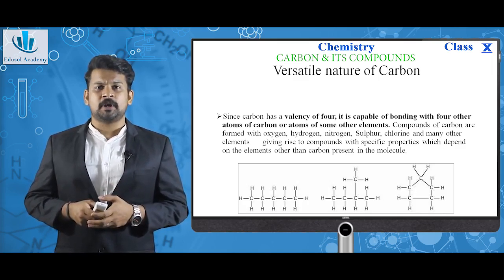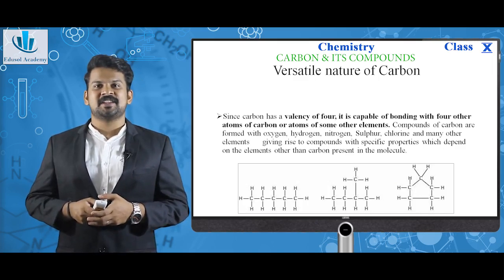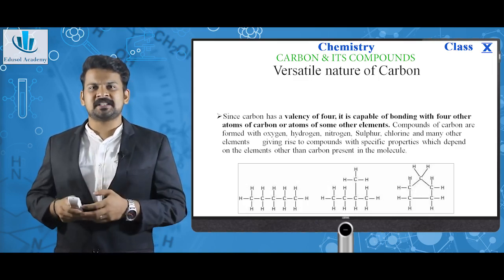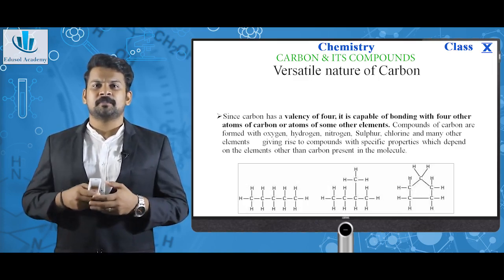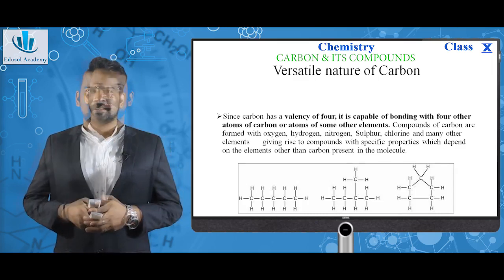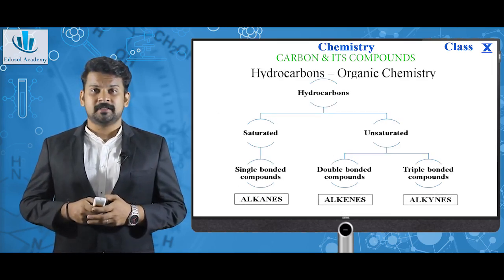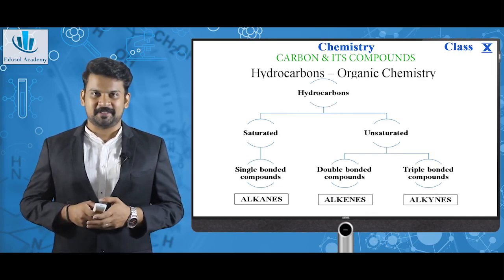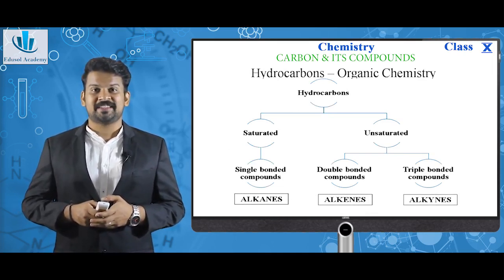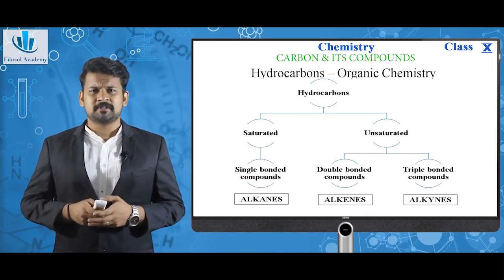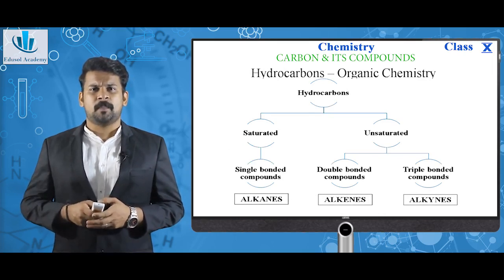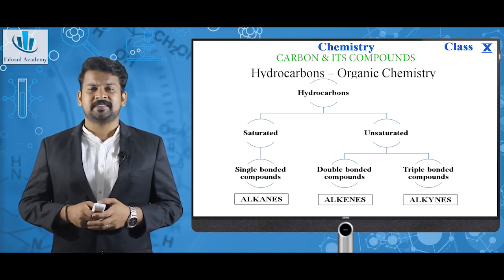Compounds of carbon are formed with oxygen, hydrogen, nitrogen, sulfur, chlorine and also many other species. These different kinds of species give different determinant properties to the compounds. Now, we are going to deal with the most relevant topic in this chapter, hydrocarbons, organic chemistry. As the name gives, hydrocarbons are the compounds formed by carbon and hydrogen. The peculiar field of study that deals with the study of hydrocarbons is organic chemistry.